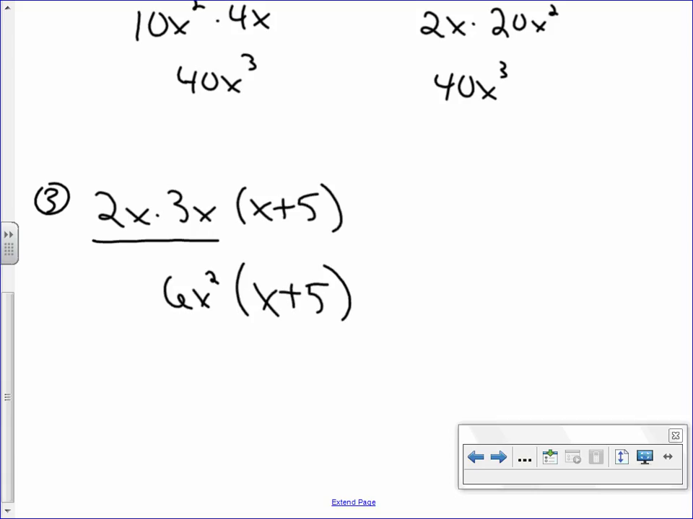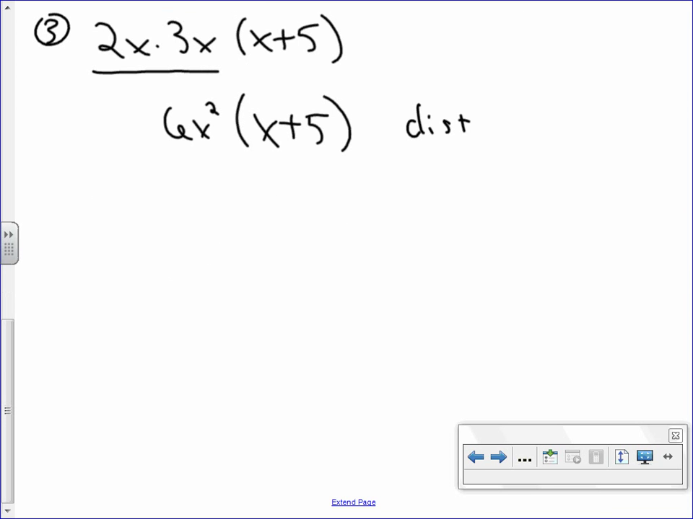And what property are we going to use now? Okay. And we get 6x cubed plus 30x squared. So it's not really complicated. You just have to take a little bit of extra time to make sure you do things in a good order. There's nothing magic about that order.